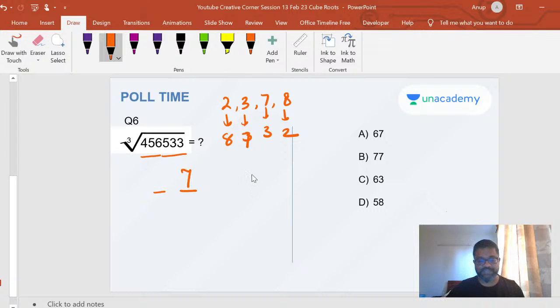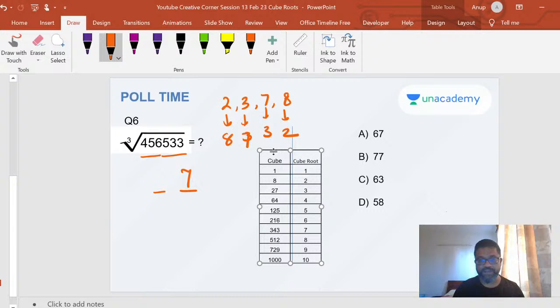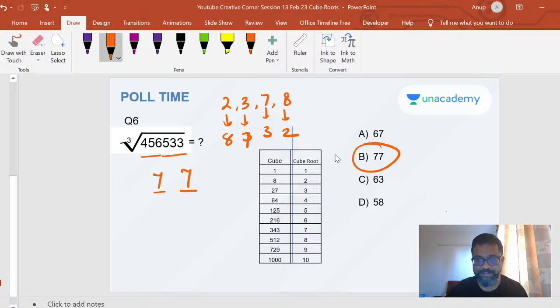And 456, where does 456 fall in? 456 falls in between 7 and 8, right? So if you're very thorough with your sevens, very thorough with this table, you will be able to instantly find out that it's falling between 7 and 8. So the answer is 77.